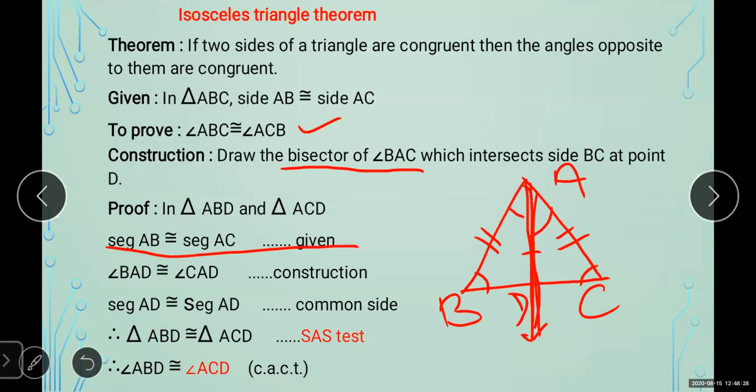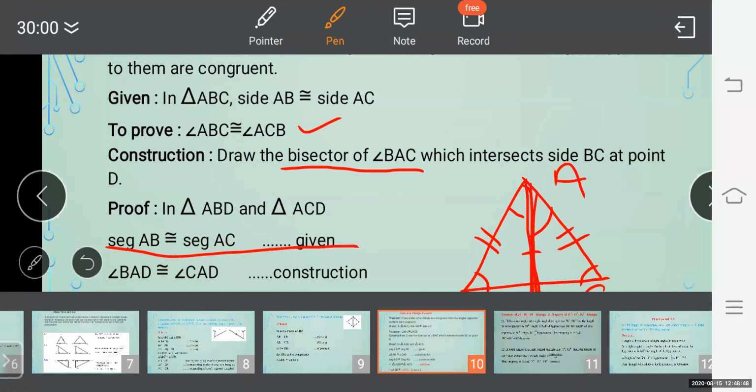Just listen carefully: if two angles of a triangle are congruent, then their opposite sides are also congruent. Okay, clear? Now next.